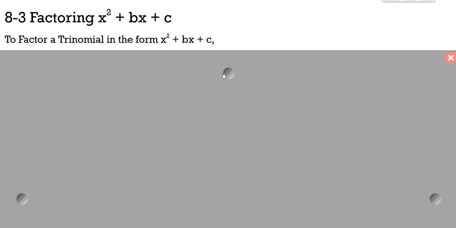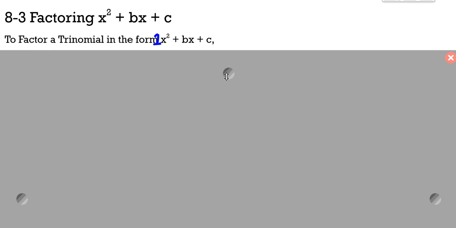So to factor a trinomial in the form x squared plus bx plus c, it is important to note that the coefficient of the x squared is 1. There's no number in front of the x squared. This is all for that type of problem. Whatever's in front of the x squared is 1 in this case. We're going to talk about it when it's not 1 later. Whatever is in front of the x is b, and whatever number's out by itself is the constant, or c.